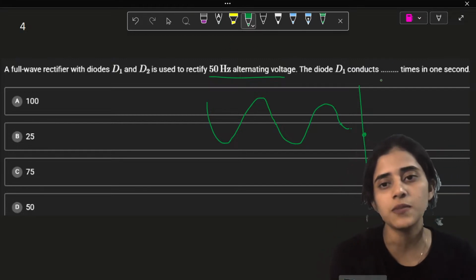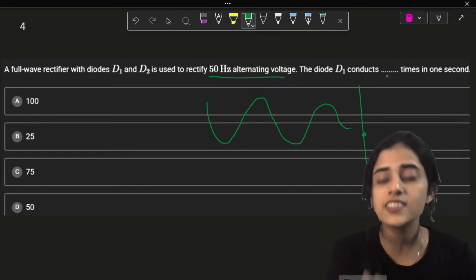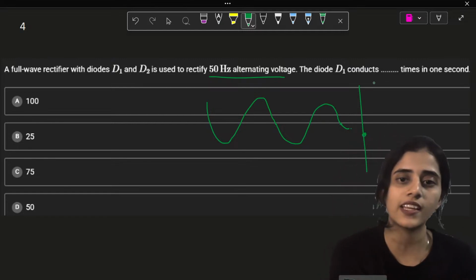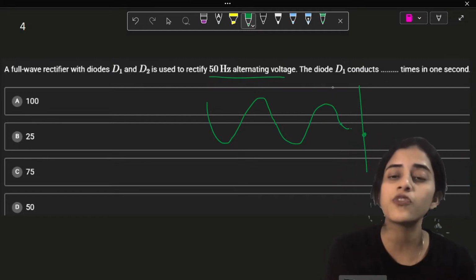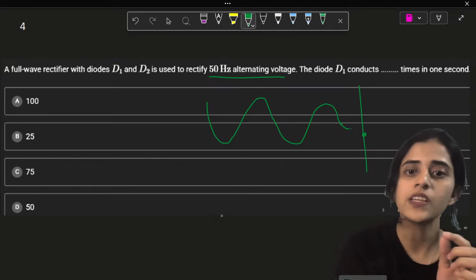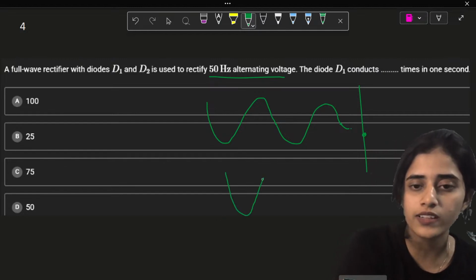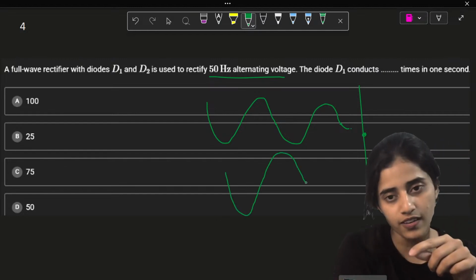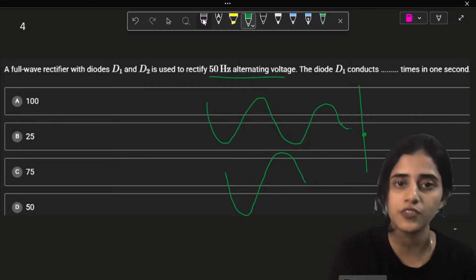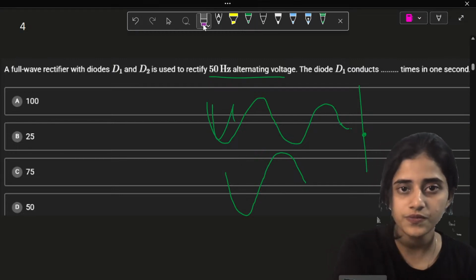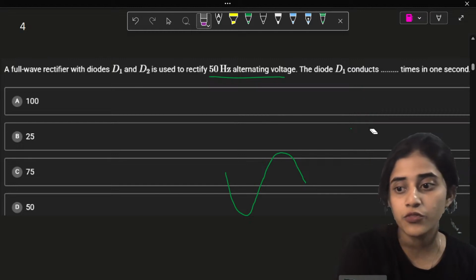So what would the answer be? The diode D1 conducts 50 times in 1 second because 50 Hertz means 50 waves. One wave is one trough and a crest. This is one wave. So the answer would be 50.